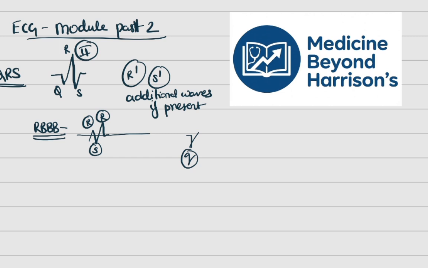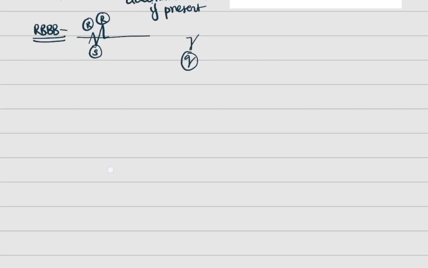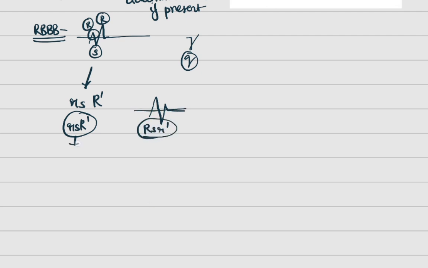Regardless of the size of the deflection, capital and small letters are used empirically, mainly for convenience, although generally capital letters designate large waves and small letters designate small waves. So in most cases, we use a small r when you want to describe this small wave, and a capital R for a larger wave, and an S wave in between. So this is an rSR dash pattern, seen in an RBBB. Similarly, if there is a wave like this, then it could be an rSR dash pattern. So this is a more common pattern in RBBB.